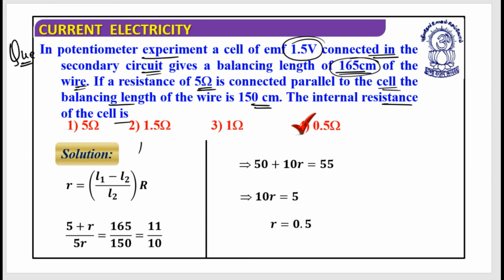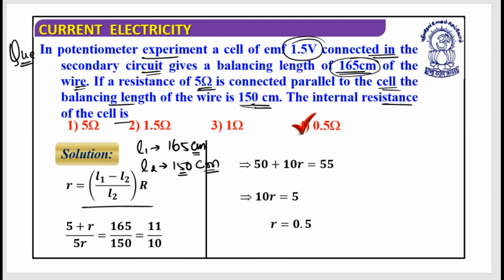Yes, so this L1 is the balancing length when no current is flowing, which is 165 centimeter, and the 150 centimeter is the case when current is flowing through the circuit. So this is L1, this is L2, and what do you need to find out? You need to find out the internal resistance.